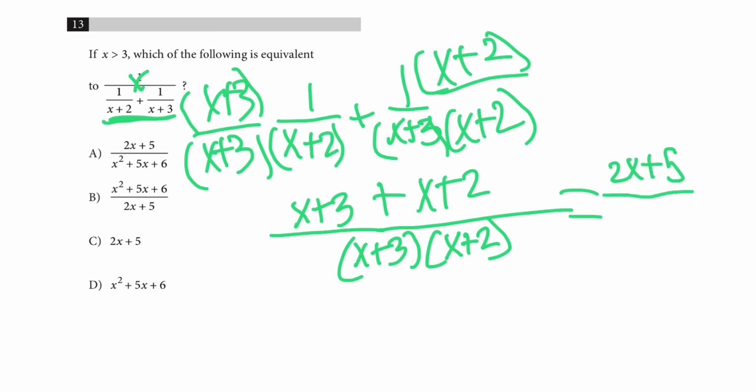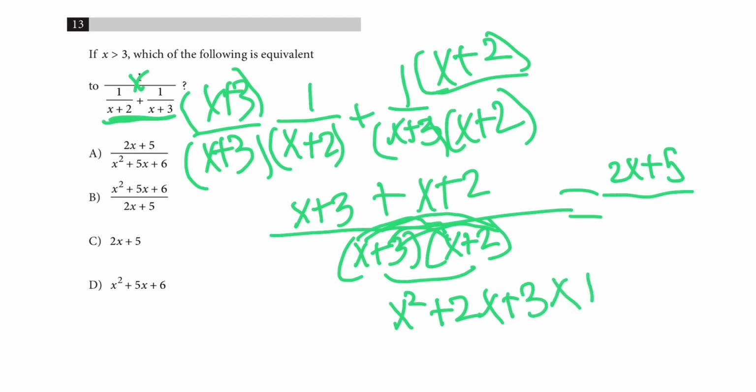And then down here, we're going to simplify whatever this is. So we're going to use FOIL to solve it. x times x, x times 2, 3 times x, 3 times 2. So we're going to get x squared, plus 2x, plus 3x, and plus 6, which all that simplifies to x squared plus 5x plus 6. But now we're going to get back to the fact that this is all under 1.